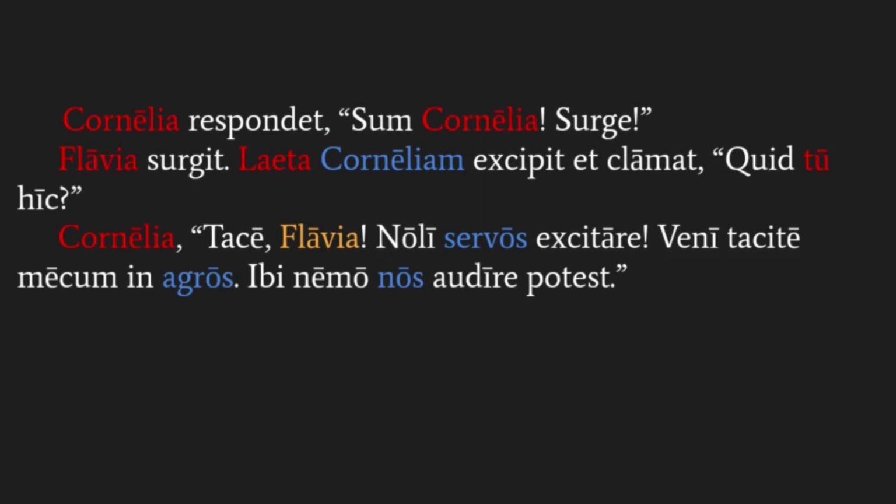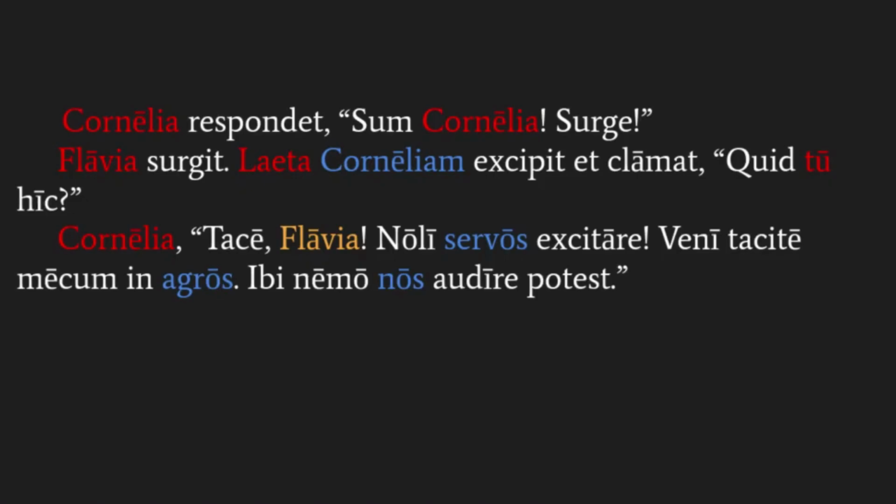Laeta Corneliam excipit et clamat quid tu hic, right? So laeta is referring back to Flavia. It means she's happy. You can almost translate this as an adverb, happily, right? Excipit means she welcomes. It's still referring back to Flavia because Corneliam is a direct object. So Cornelia is not doing anything here. So it says happily, she welcomes Cornelia, and clamat, she shouts, meaning Flavia shouts, quid tu hic, what are you doing here, right? Quid tu hic, why are you here? What are you doing here? She says. In that last sentence, the book is implying the verb doing, right? So you just have to imagine that that's there. But it's saying, what are you doing?